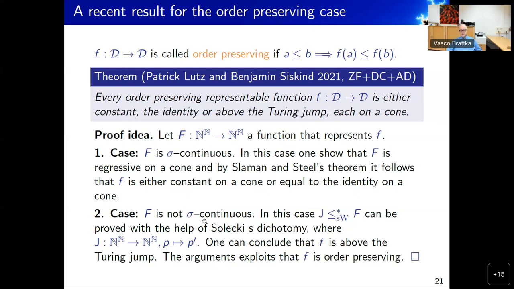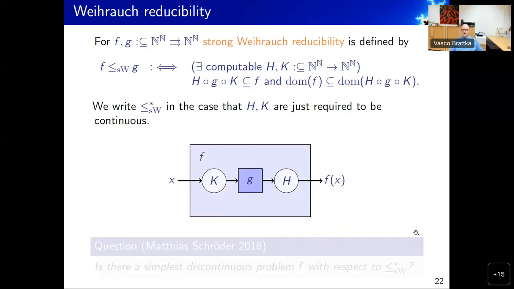Now, in order to make this more understandable, I will tell you a little bit about Weihrauch reducibility and then also about sigma continuity. So what is Weihrauch reducibility? As I mentioned before, this is a reduction that now works on multivalued maps on Baire space. So of course these are just relations, but we prefer to talk about them as maps because we really think about inputs and outputs here.